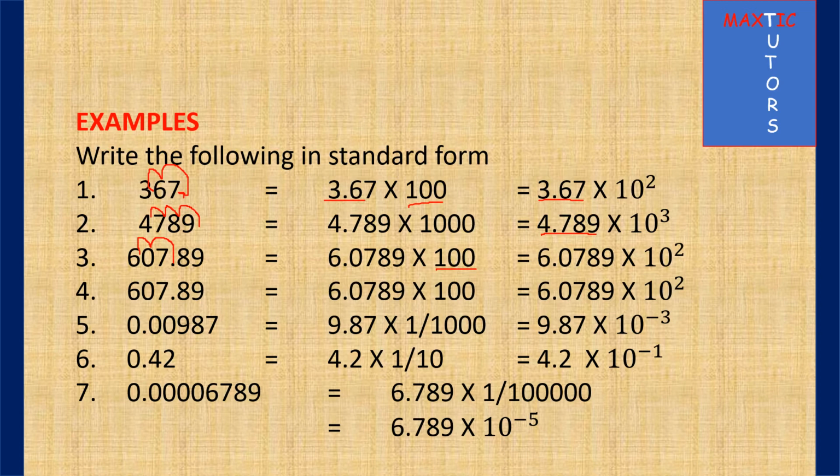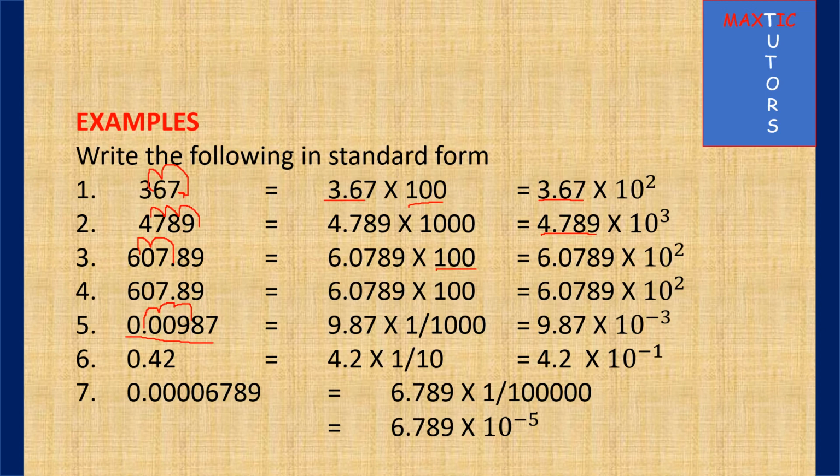Let's look at this number. This number is a number less than 1. How do we solve this? Shift the decimal to a position where you can now get a number less than 10. So let's shift it. 1, 2, 3. So it is 9.87. How many times did you shift it? You shifted it 3 times forward. So that means it is divided by 1000.